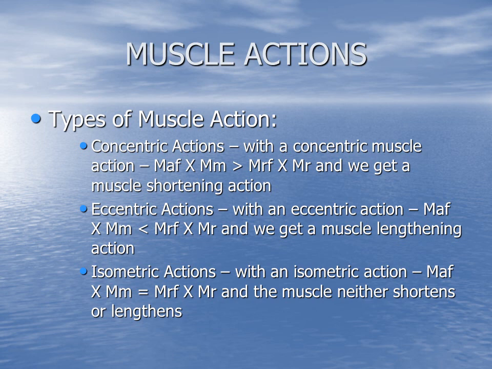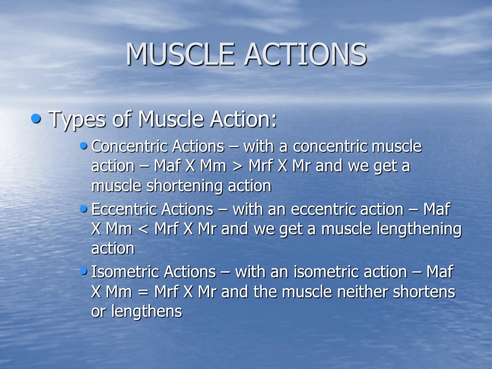With eccentric muscle actions, the product of the muscle force and the muscle moment arm is less than the product of the resistive force times the resistive moment arm, and in this case we get a muscle lengthening action. Now we need to be especially careful when employing muscle lengthening actions, because muscle lengthening actions have a greater tendency to cause injury and aggravation than do muscle shortening actions.